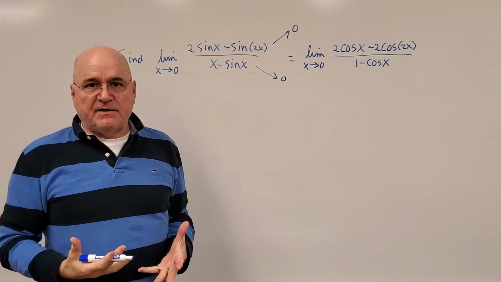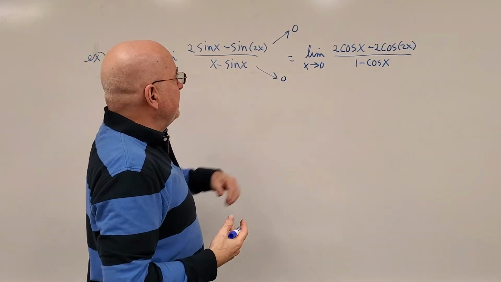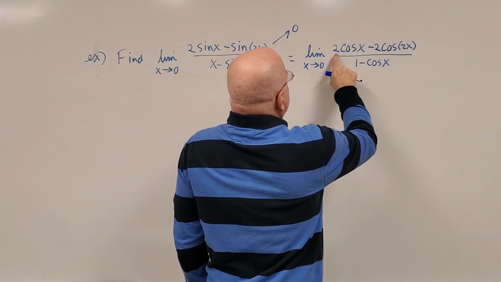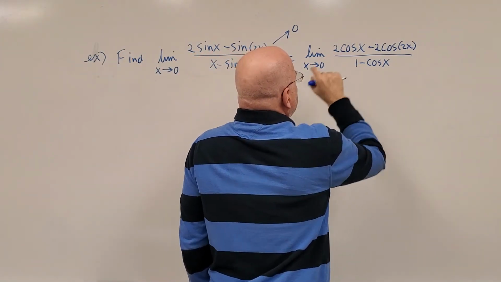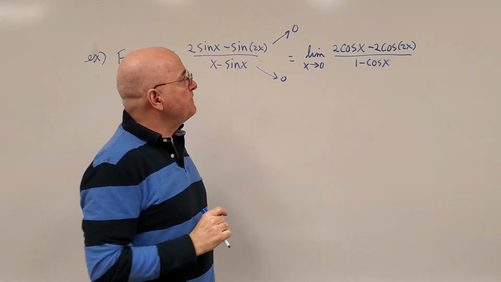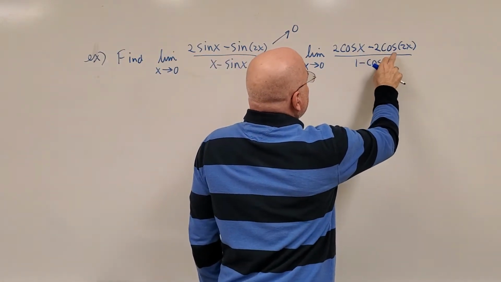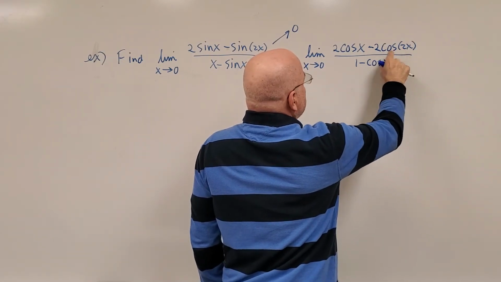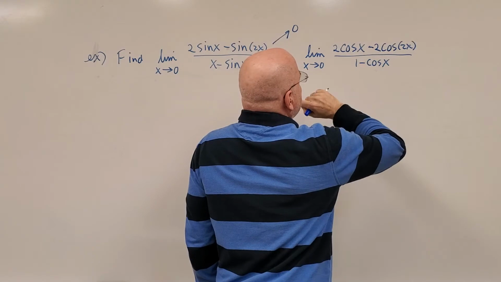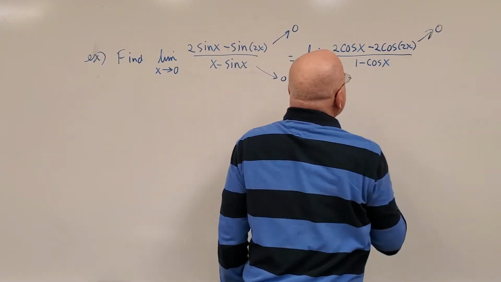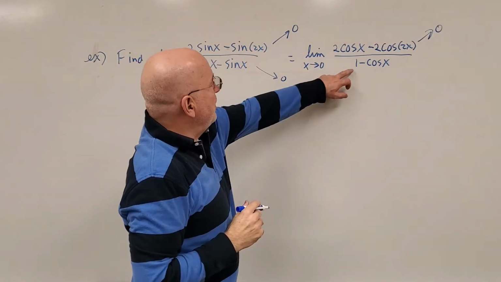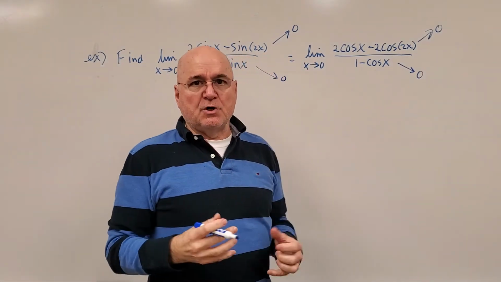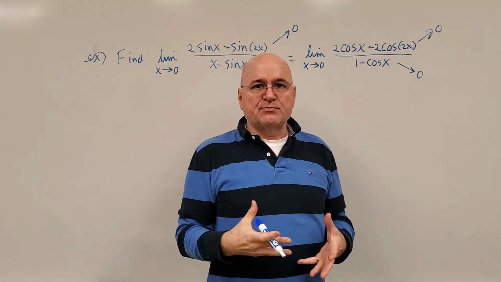So now we reevaluate. What happens to the numerator and denominator as x goes to 0? Well, let's see. The numerator, we get 2 times 1. Cosine of 0 is 1. So 2 minus 2 times 1, right? Cosine of 0 is 1. So we get 2 minus 2, so that goes to 0. And the denominator is 1 minus cosine of 0. So again, they both go to 0. So what we're going to do is apply L'Hopital's rule one more time.